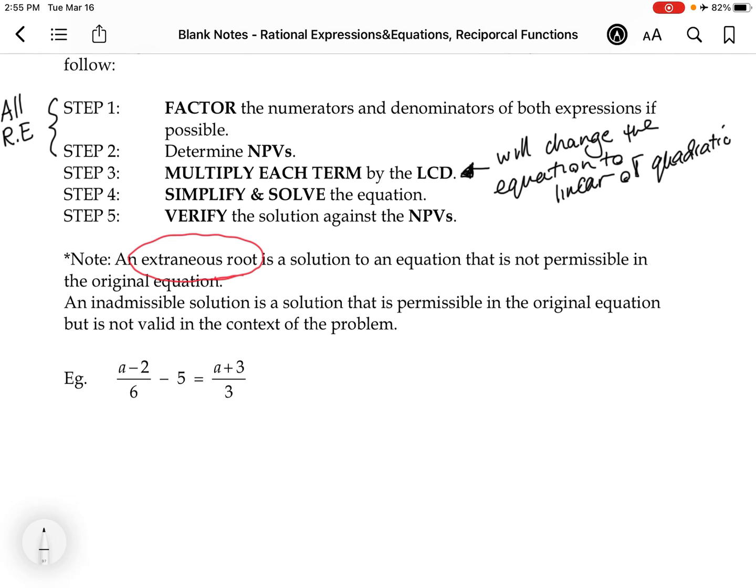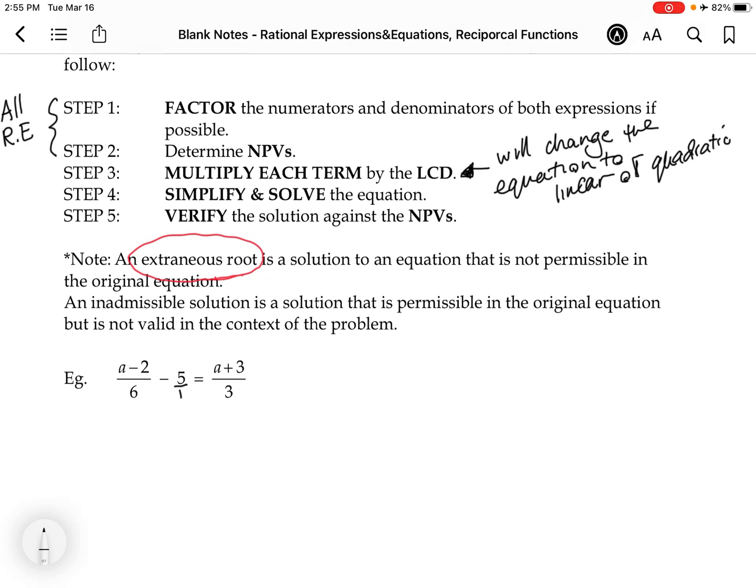The first one we're going to start with actually is like the one we just did, not a rational equation because there's no rational expression here. Okay, there's no variable in the denominator. This is actually linear, okay? But again, if we multiply everything by the LCD, it makes our life a lot easier.